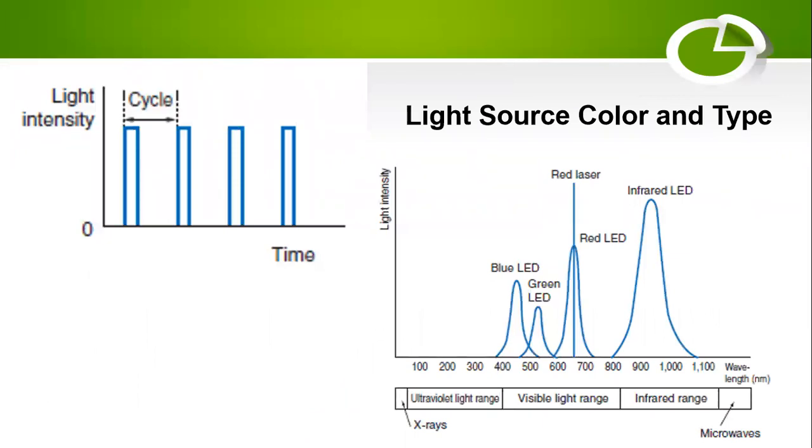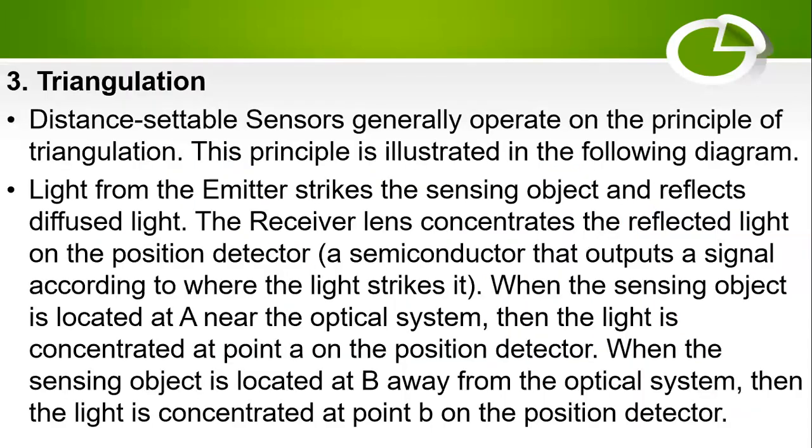Here we can see the diagram of light source, color, and which type. Here we can see the blue LED, green LED, red light, infrared light. Here we can see the ultraviolet light range, visible light range, and infrared light range.